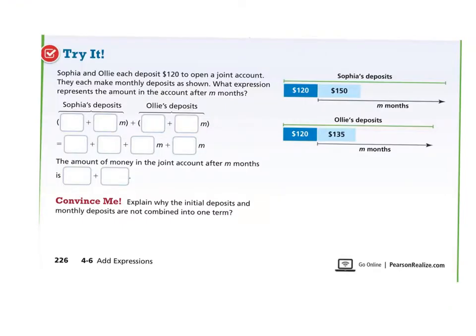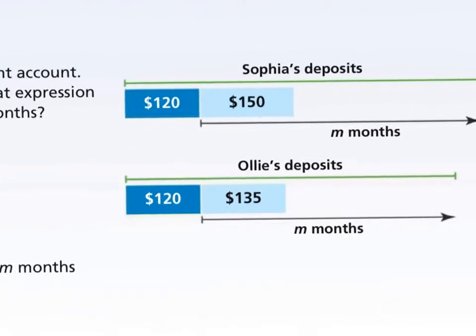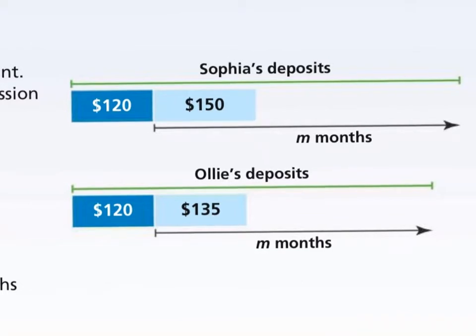So the Try It: Sophia and Ollie each deposit $120 to open a joint account. They each make monthly deposits as shown. What expression represents the amount in the account after M months? So similar idea to what we just did here. The dark blue is their initial deposit. So they both put $120 in initially. And then you can see Sophia is depositing $150 a month. Ollie is depositing $135 a month.